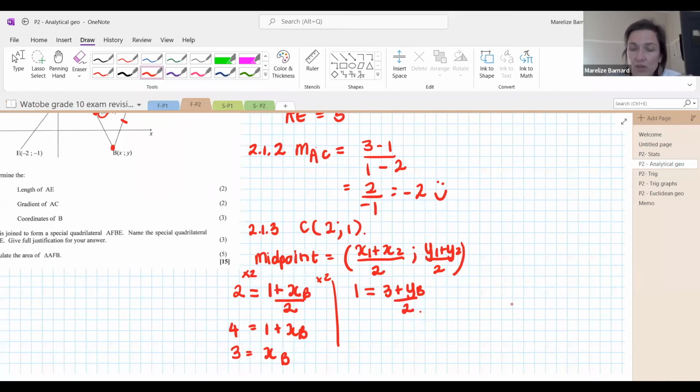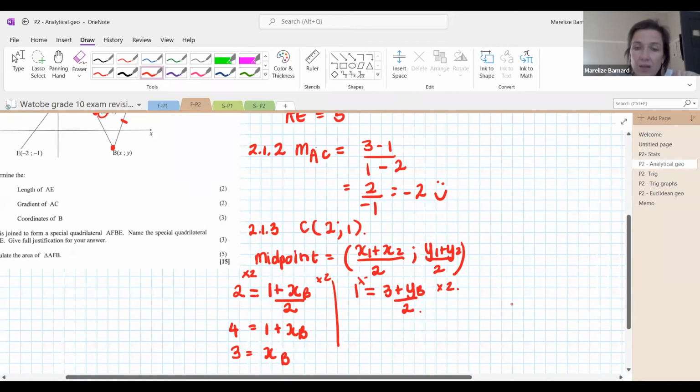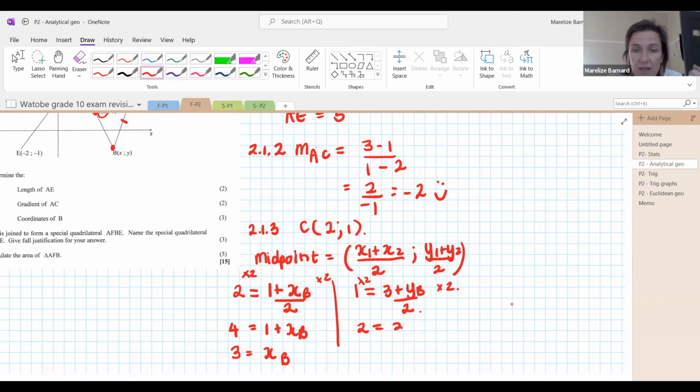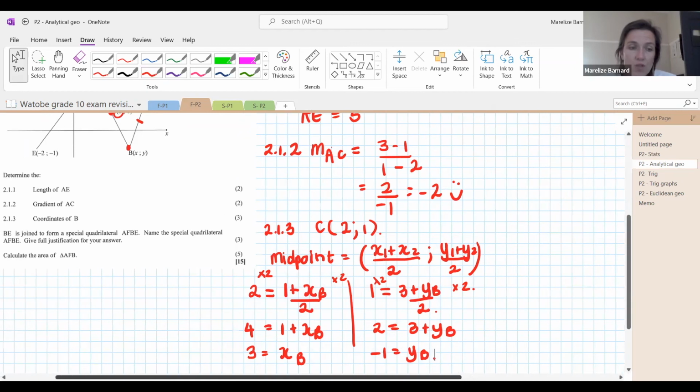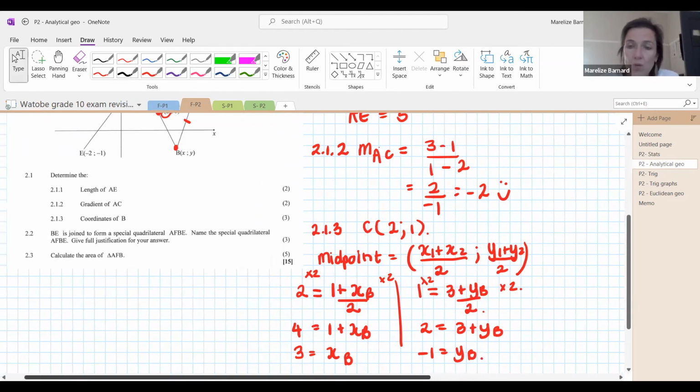And then we do the same on this side. To get rid of the 2, we multiply by it. And because we do it on one side, we must do it on the other side as well. So that's 2 and 3 plus YB. And then we subtract. So the y coordinate at B is -1. Okay, so remember that one, watch out for it. And if you want to do more of those, you're welcome to go watch our analytical geometry lessons on the midpoint. We did many, I remember.